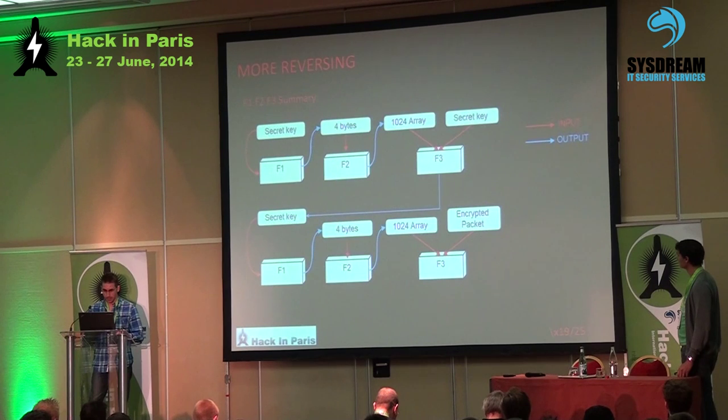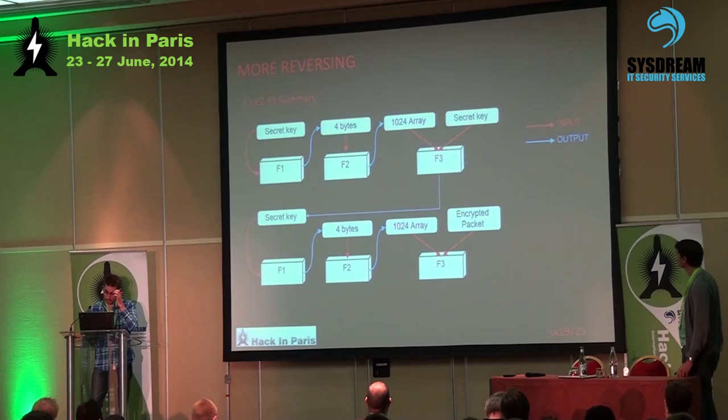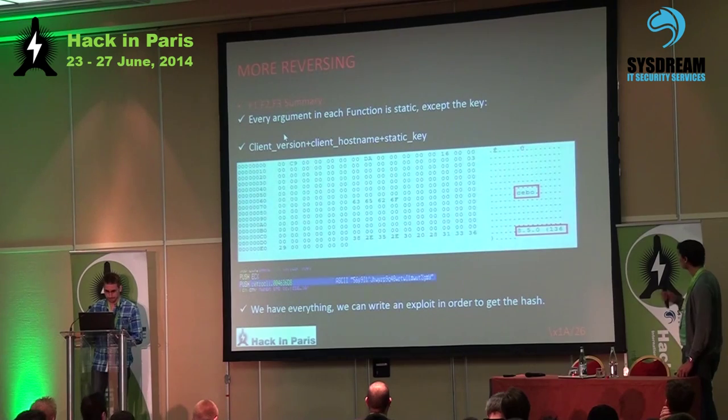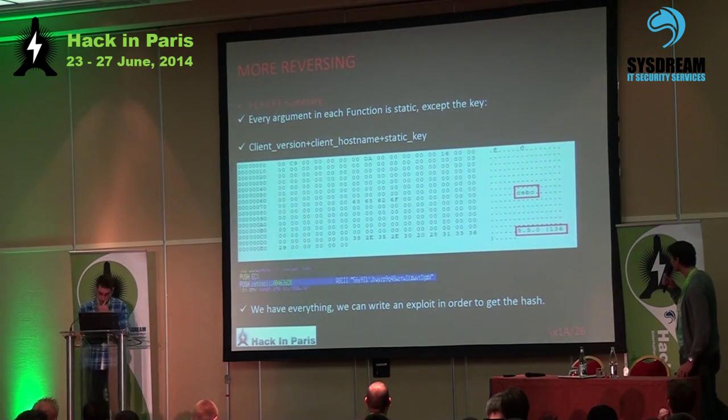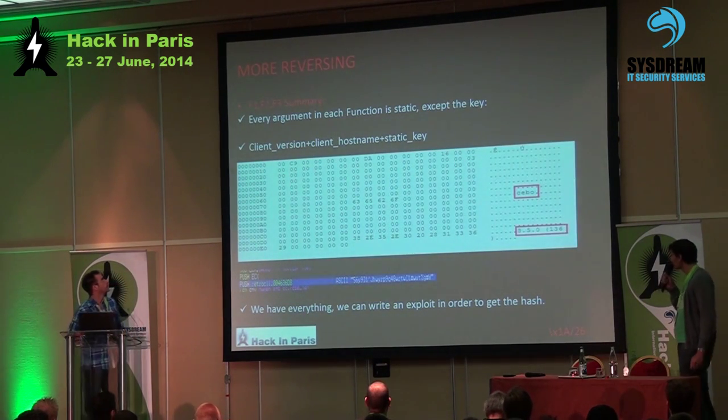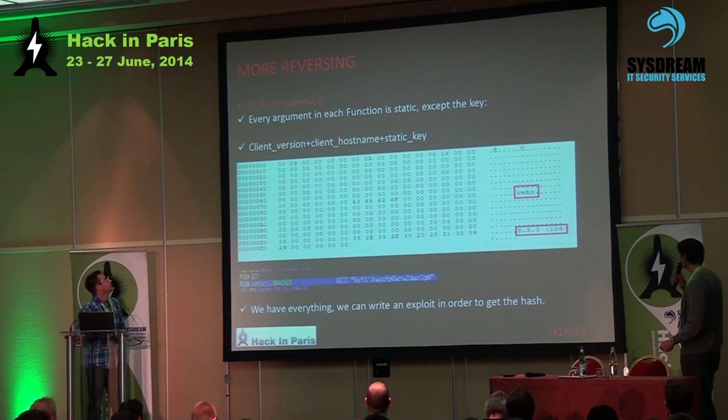So as a summary, here we have this graph. It's pretty simple. We have 3 functions, and they will be called twice. And the only really important thing that we need here for our exploit is the circuit key. Okay, as a summary, every argument in this function is static except the key. Remember that the key is composed of the client version, the client hostname, and the static key that we found in the debugger.